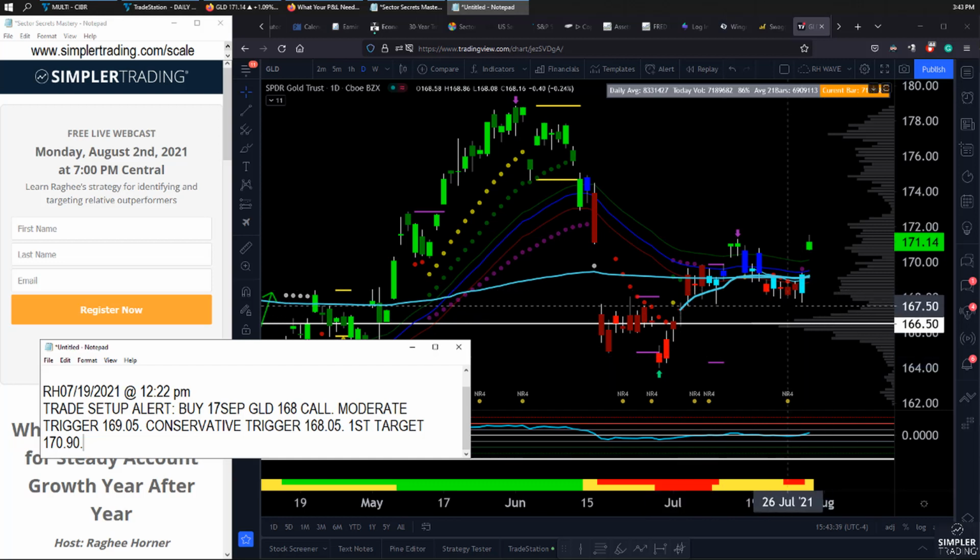Heck, I think we had an opportunity possibly on the 26th, but I know for sure the 27th and 28th, the market sunk down to both the moderate and conservative trigger. So we had two levels and many opportunities to build that long position with the GLD 168 call.